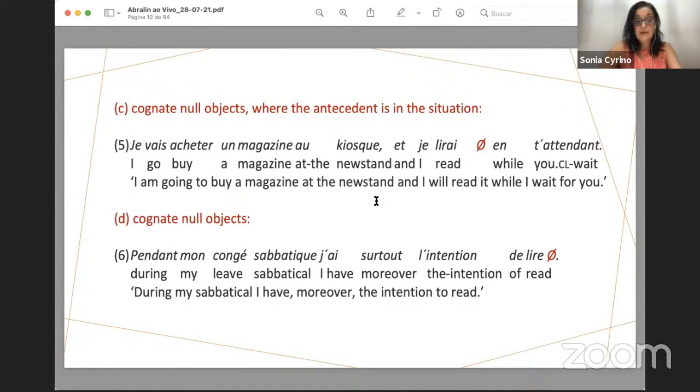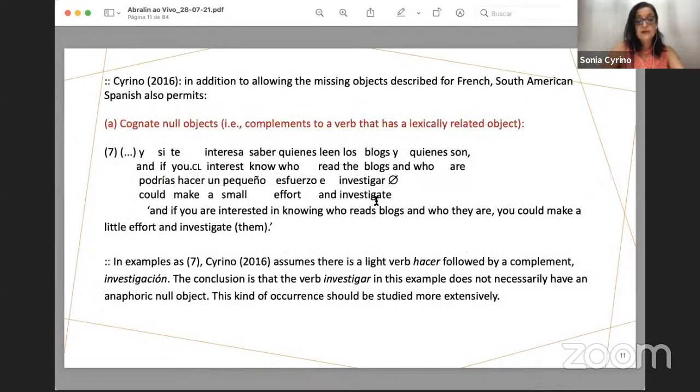And also not cognate null objects, as the ones in six. Pendant mon congé sabbatique, j'ai surtout l'intention de lire. During my sabbatical leave, moreover, I have the intention to read. So it's just to spend my time reading. And in 2016, I also looked for missing objects in South American Spanish and saw that they also permit the same kind of null objects or missing objects.